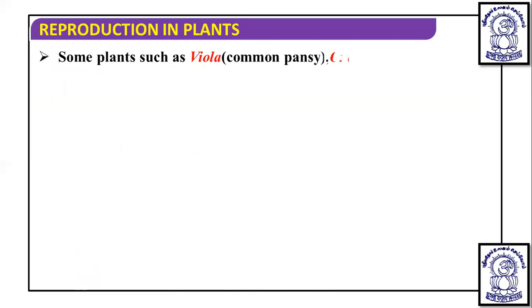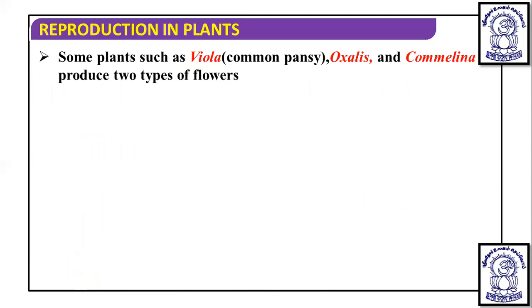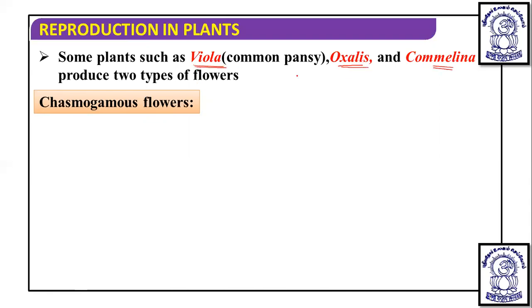Next to that, dear students, we are going to talk about some plants such as viola, common pansy, oxalis, and commelina, in which we will study that they produce two different types of flower. In the two different types of flower, we will study the chasmogamous and cleistogamous flower. Now you have to remember the examples of chasmogamous flower and cleistogamous flower. They have both types. The example we remember is Viola, it is an NCERT example, so you should remember. They all have two types of flower.